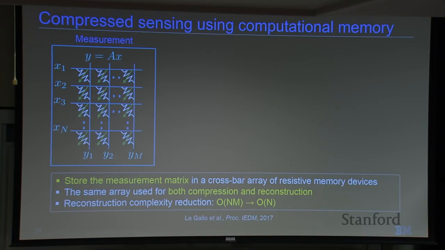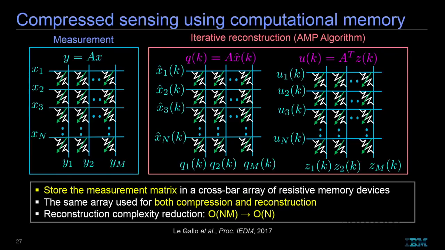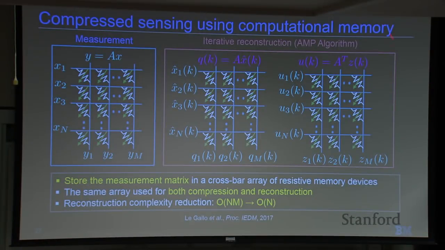Now the reconstruction is a bit more tricky. There you need to convert this m-dimensional signal to an n-dimensional signal, right? And there, typically you go through some iterative procedure. One such iterative reconstruction is based on the approximate message passing algorithm. In fact, it came out of Professor Montanari here in Stanford. It is an iterative scheme whereby you reconstruct your higher dimensional signal from the lower dimensional signal that you compress to, right? If you look at this algorithm, it has a whole bunch of matrix vector multiplications involving the A matrix as well as A transpose.